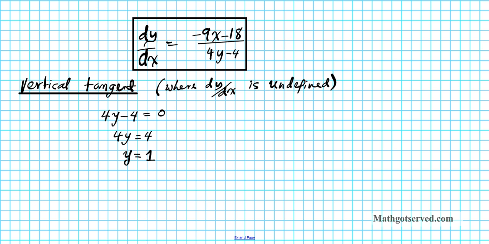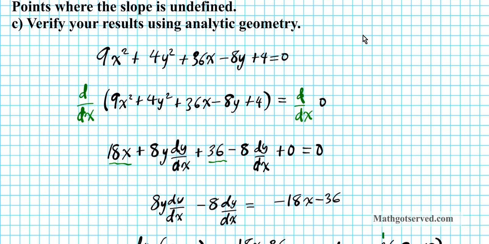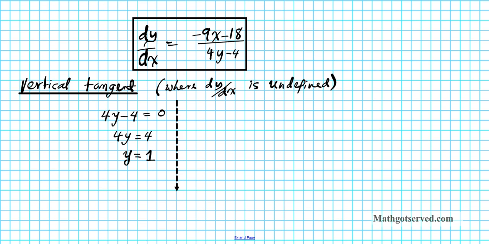We've just found the y value, so let's go ahead and find the x value where we're going to generate vertical tangent lines. What we're going to do is substitute this value into the original equation that we had at the beginning, and then solve for x. We had this original equation, we're going to plug our y value here and then solve for x. Okay, all right, so let's go ahead and do that.